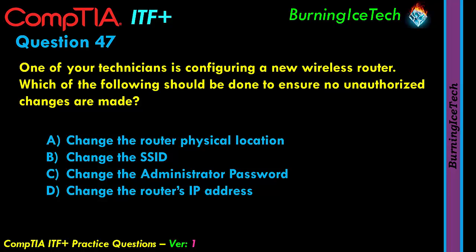D, change the router's IP address. Also something you should normally go and do, but I would not say that's going to prevent me from logging into it and making unauthorized changes. It's very quick and very easy for me to find that new IP address. The only reason why you want to change the IP address is to avoid this new device from conflicting with any other current device on the network, or any other new potential device in the foreseeable future. So it's to avoid IP address conflict on the network. It's not to prevent unauthorized access. So the answer is and remains C, folks.